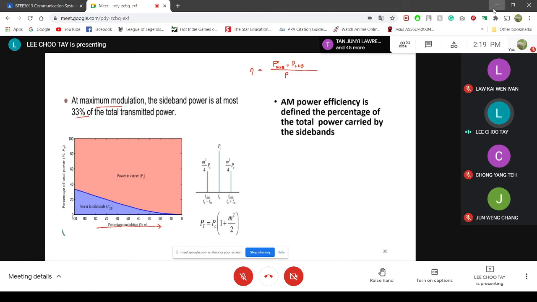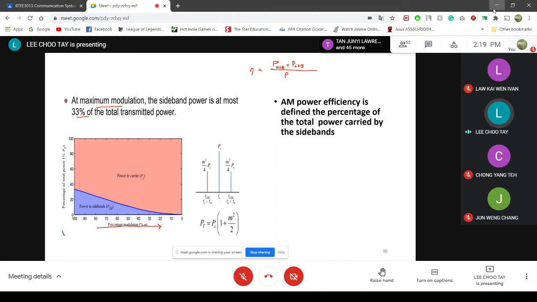Okay, let's recall the two drawbacks. The first drawback we already addressed, which is the power efficiency. You can see that more than 67% of the power is lost in the carrier. More than, because the minimum is 67%. Why is the minimum 67%? Because the maximum efficiency is 33%, so it can be lower, depending on your modulation index.